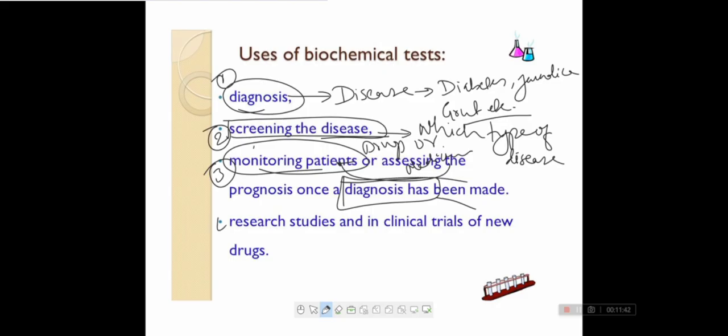Next is research studies and clinical trial of new drugs. I already told you in the previous slide that for research also, biochemical tests are used for the investigation of the novel drug. Clear?